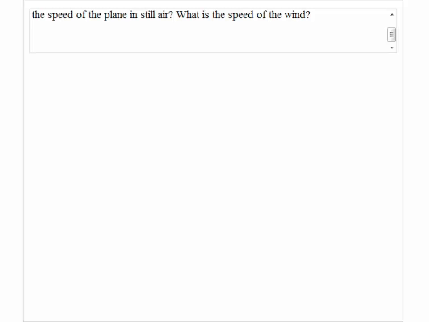A plane can travel 567 miles per hour with the wind and 533 miles per hour against the wind. What is the speed of the plane in still air? And what is the speed of the wind?